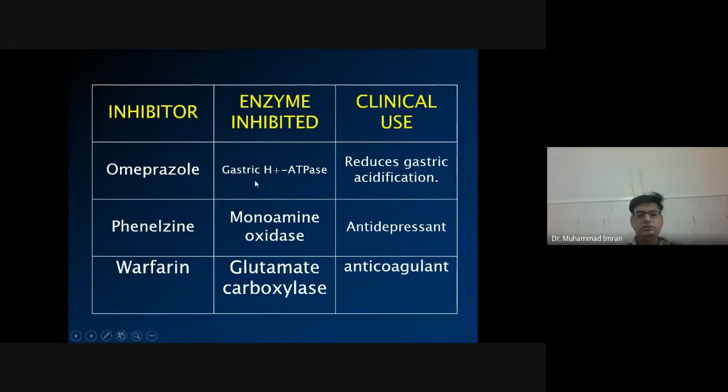Esomeprazole is used to reduce the acidity of our stomach, our GIT tract. So it is an inhibitor of the proton pump. Then phenelzine is an inhibitor of monoamine oxidase. It is used as an antidepressant. Warfarin is used as an anticoagulant because it is an inhibitor of glutamate carboxylase, which causes the clotting.